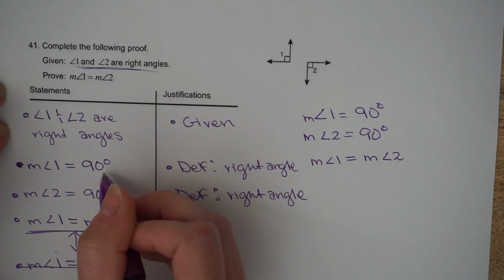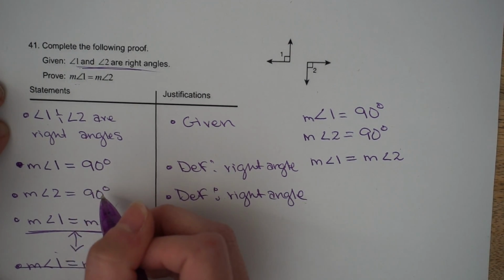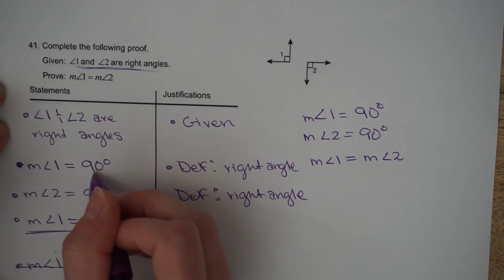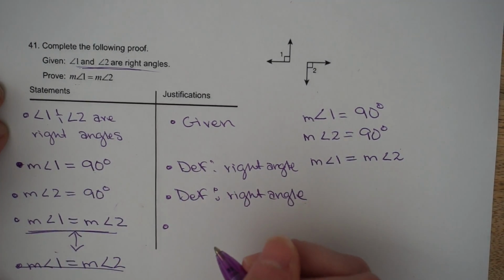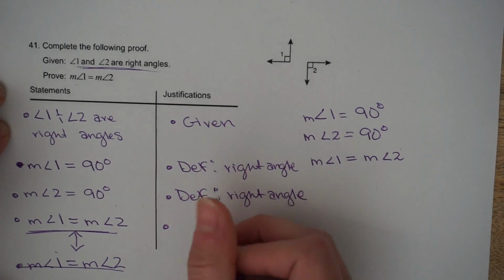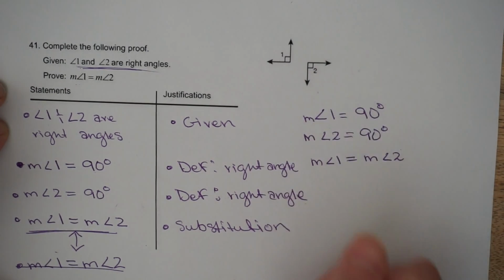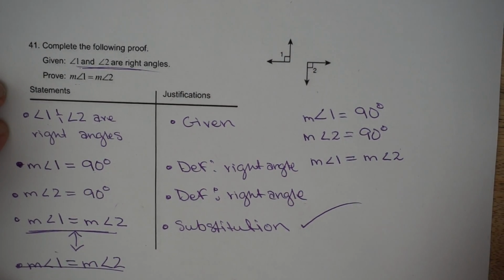So we saw both of these are equal to 90. Can we just replace the measure of angle 2 with 90? We said a fancy word for replace, that's just substitution. So we had 4 steps right here, 4 reasons. We just proved it. Boom.